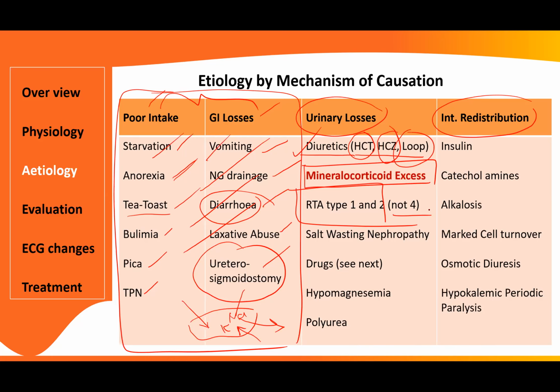Okay, salt wasting nephropathy, we haven't looked at this in hyponatremia. Then a lot of salt is presented again to the distal tubule. Salt here is sodium, and so potassium is exchanged and lost. There are certain drugs and certain genetic diseases also, which can cause urinary losses. We will see in a separate slide.